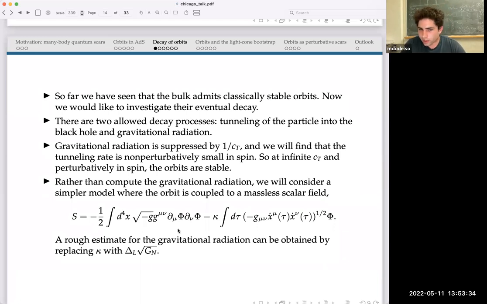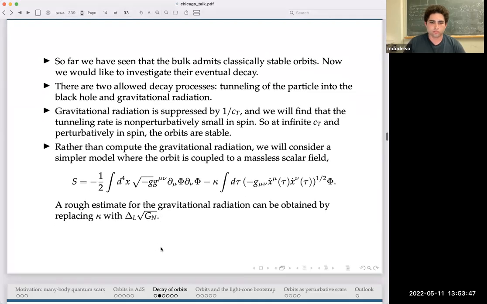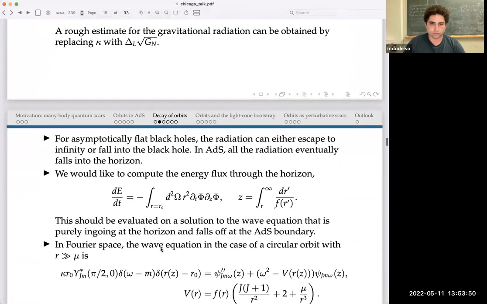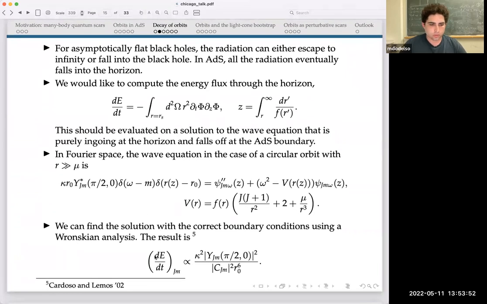To obtain a rough estimate for the gravitational radiation, we can replace kappa by delta L times square root G Newton. So that gives the right scaling with G Newton and delta L. There's one key difference between the asymptotically flat space and the AdS case, namely for asymptotically flat black holes, the radiation can either escape to infinity or it can fall into the black hole. In fact, most of the radiation escapes to infinity, and only a small amount makes it into the black hole, at least for orbits that are very far away.